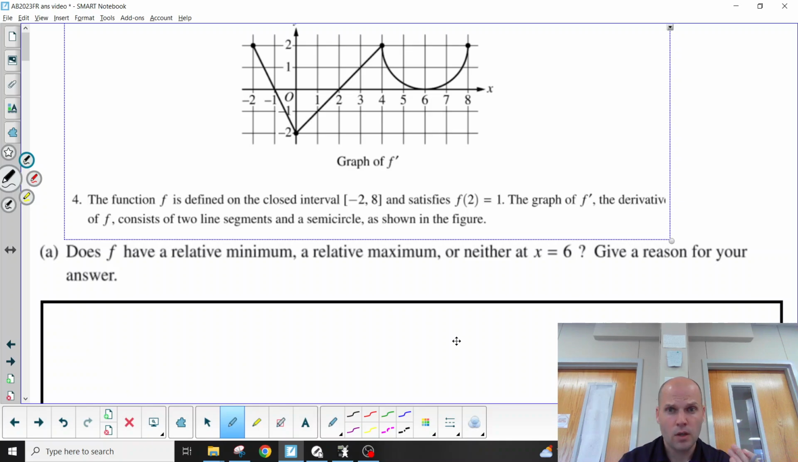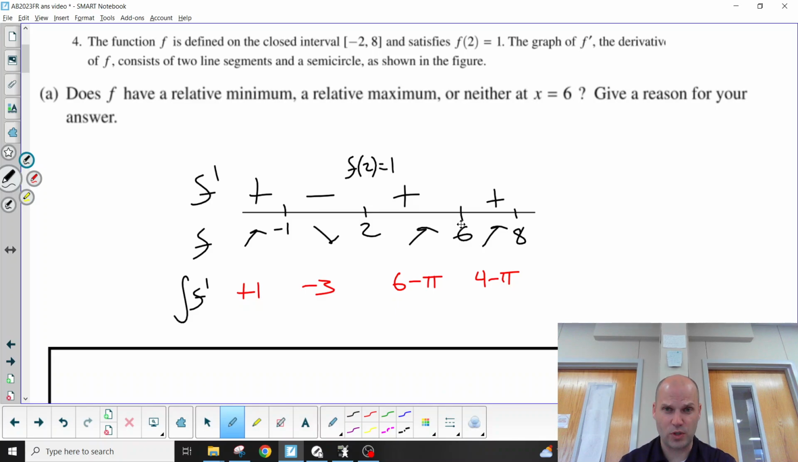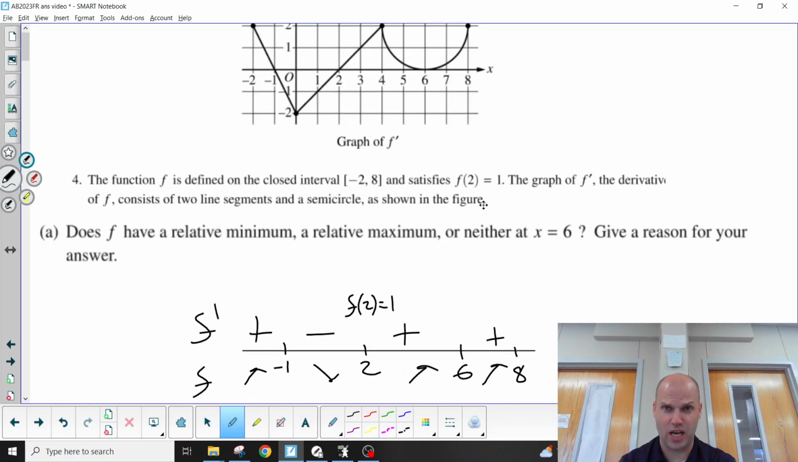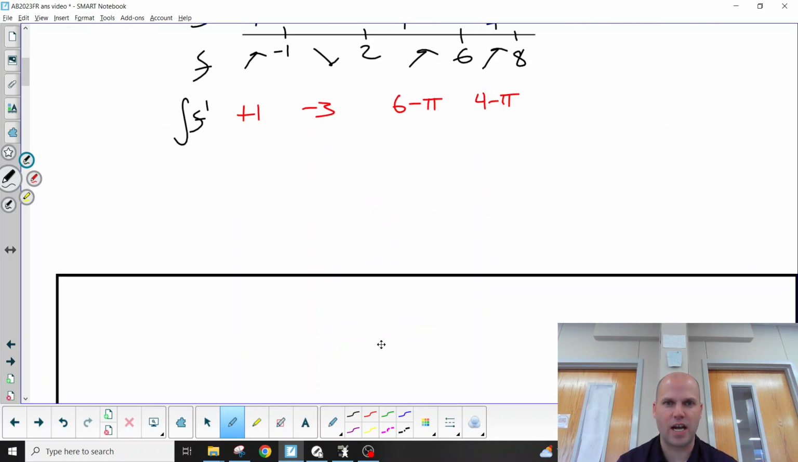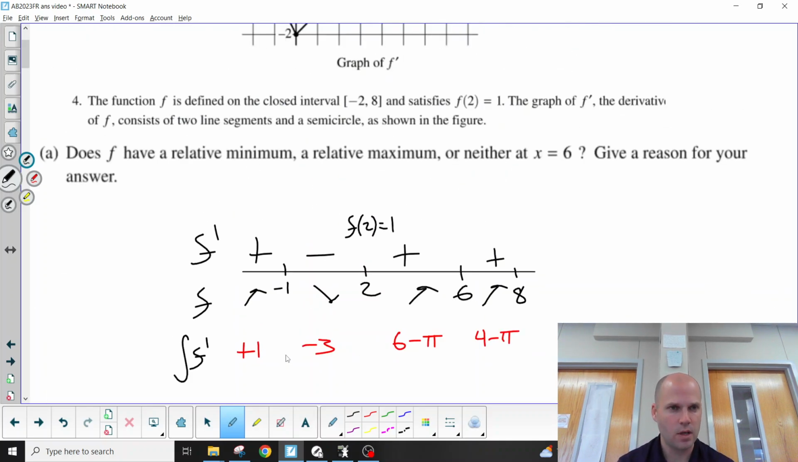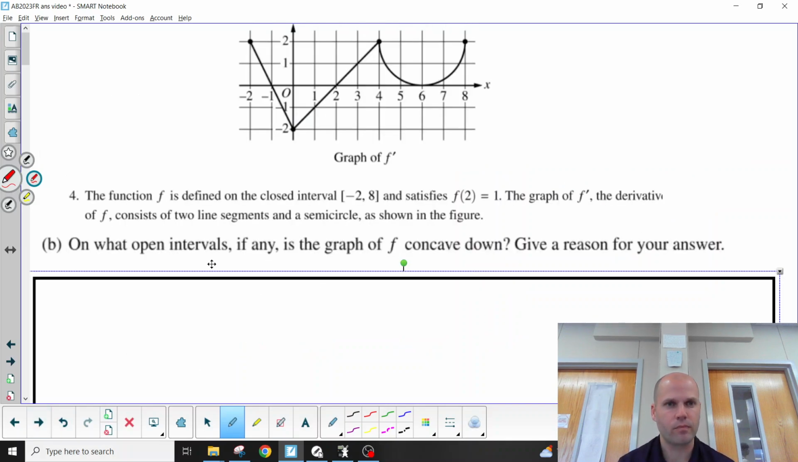Part A, do we have a max, min, or neither at 6? Through our sign analysis, we see that since f prime does not change sign, we don't have a min. A lot of people will say, oh, there's a min right there. But no, this is the graph of f prime. The question's about f. Okay, f has a neither. F prime does not change signs. Write that out. This is probably worth 1 or 2 points. So a neither, and then f prime does not change signs. Maybe that's worth 1 point, maybe worth 2.